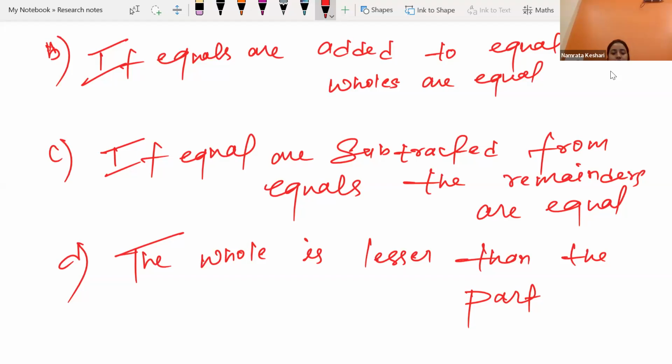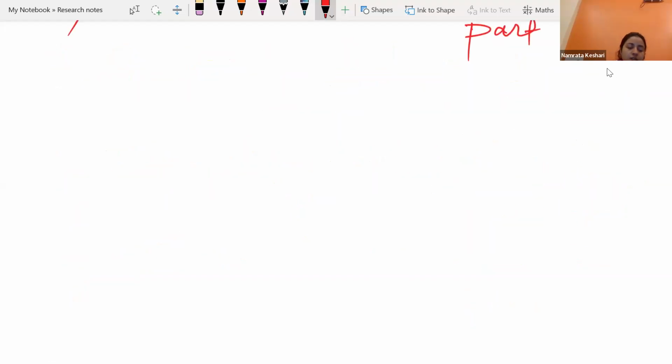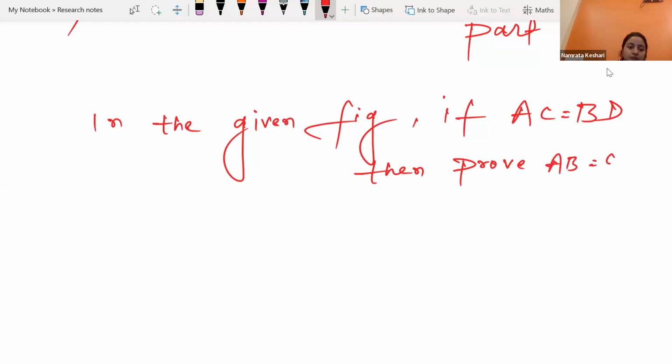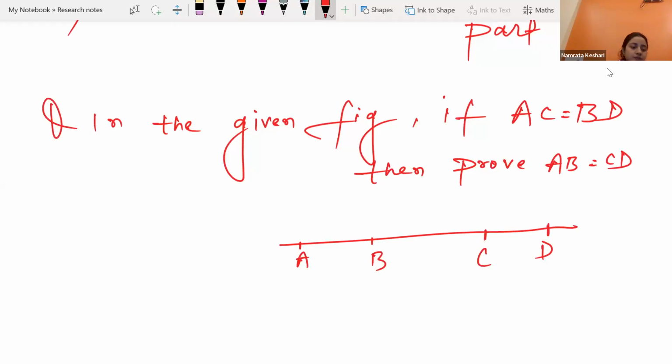Just a second. You will be able to do this question, right? In the given figure, if AC is equal to BD, then prove that AB is equal to CD. And the figure looks like this. Here A is there, here D is there, here B is there, and here C is there. Yeah, please do it.